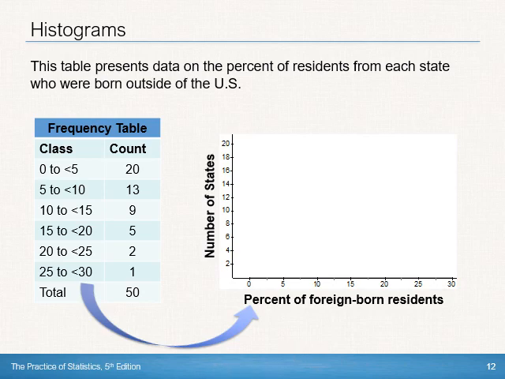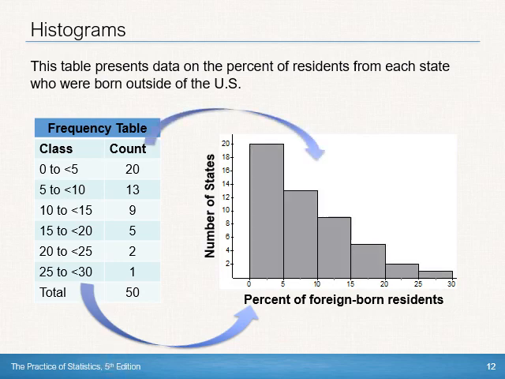And then I simply make a vertical bar for each. So starting from 0 up to 5, that will be my first bar, and so on. Okay, so the first bar goes up to 20. The next one, from 5 up to but not including 10, goes up to 13, and so on. Clearly, now that we have a graph, we can see that this is skewed to the right. The tail goes off to the right, skewed to the right, or positively skewed.